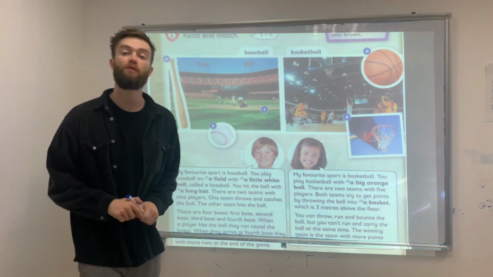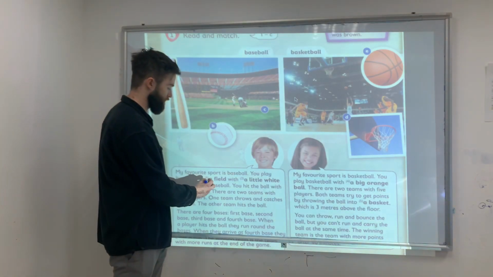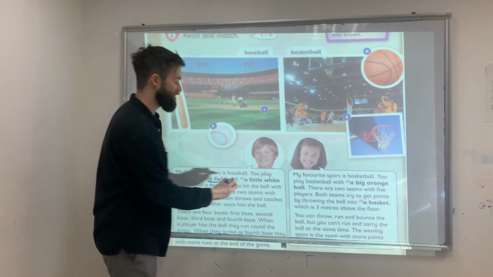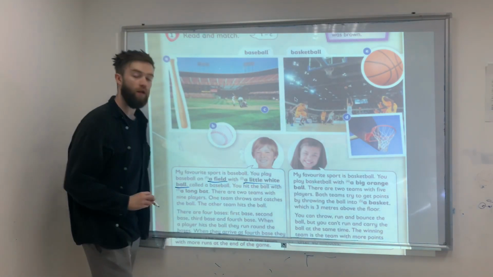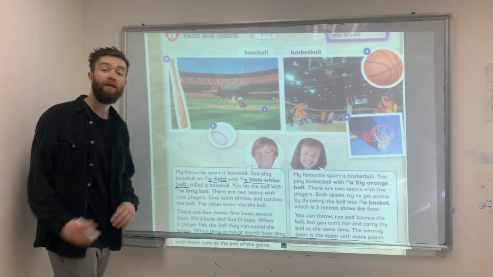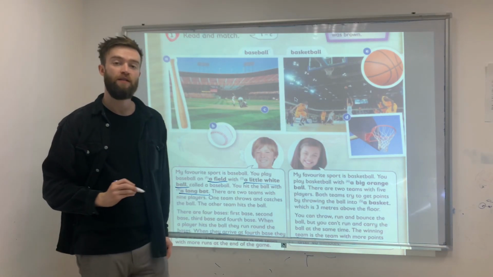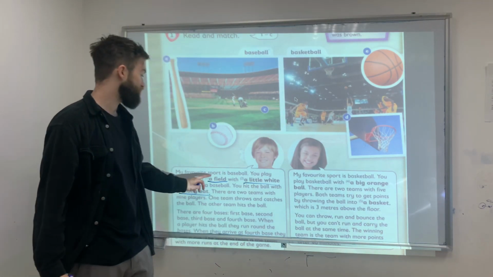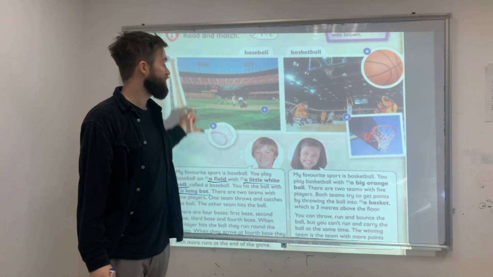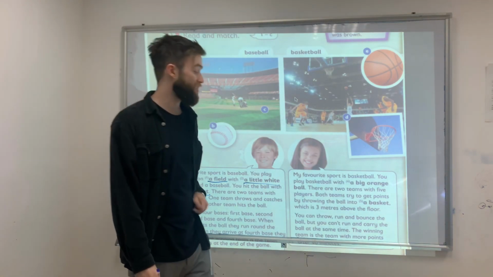Let's have a look at some of the key words. For baseball, we have a field. A field. We also have a little white ball. A little white ball. We also have a long bat. A long bat. Okay, so we have to match a field, a little white ball, and a long bat to the pictures.